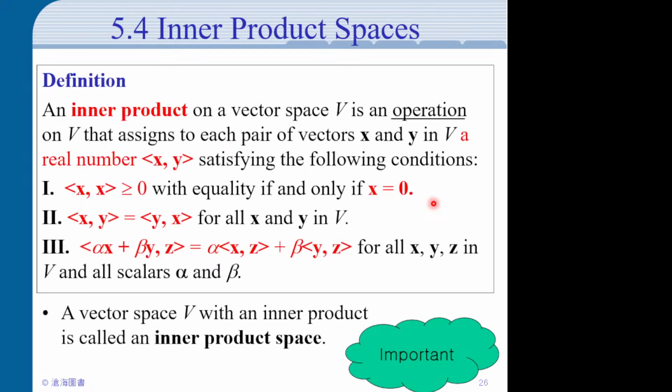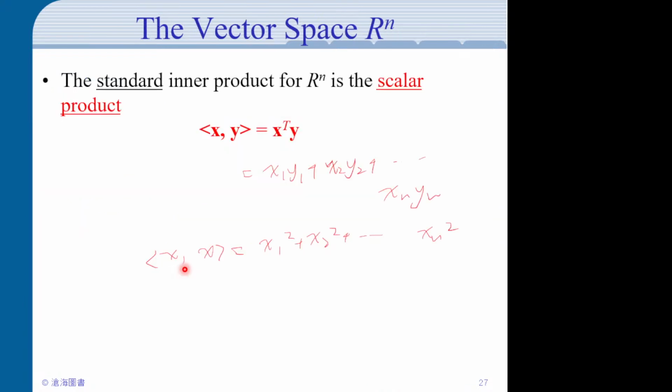And if x equals alpha x1 plus beta x2, then every coefficient will have this alpha plus beta, and this scalar multiplication is linear, and so everything is linear. So that's one inner product.